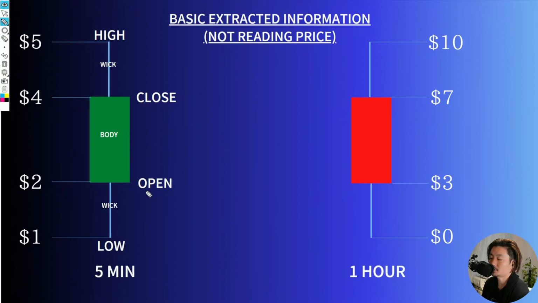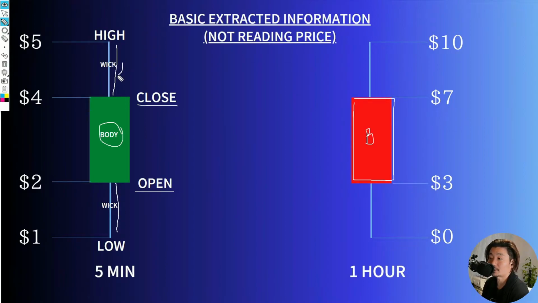All right, so the area between the open of a candle and the close of a candle is referred to as the body. Okay, so this area right here will be the body. And then moreover, these two lines that are sticking out of this body are referred to as wicks. And these are the elements of a candle that actually tell us where the low point was and the high point was within a given time period.